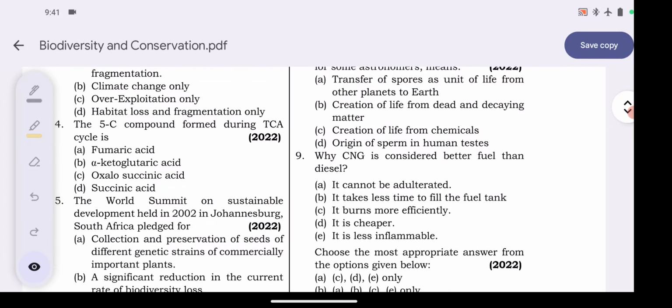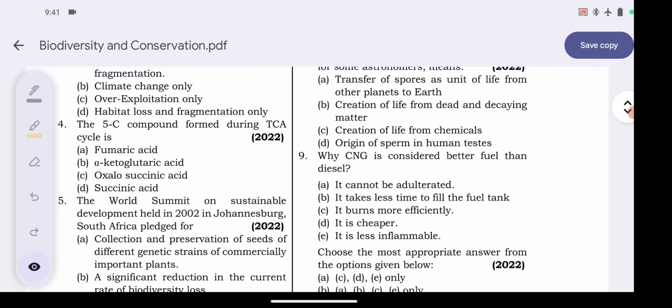Question number 4. The 5-carbon compound formed during the TCA cycle, tricarboxylic acid cycle, is which one? Option A, fumaric acid. Option B, alpha ketoglutarate acid. Option C, oxalosuccinic acid. And option D, succinic acid. So here the answer will be option number B, that is alpha ketoglutarate acid. It is the 5-carbon compound formed in the TCA cycle, and oxalosuccinic acid is a 6-carbon compound, whereas succinic acid and fumaric acid are 4-carbon compounds. Okay, so option B will be your answer.